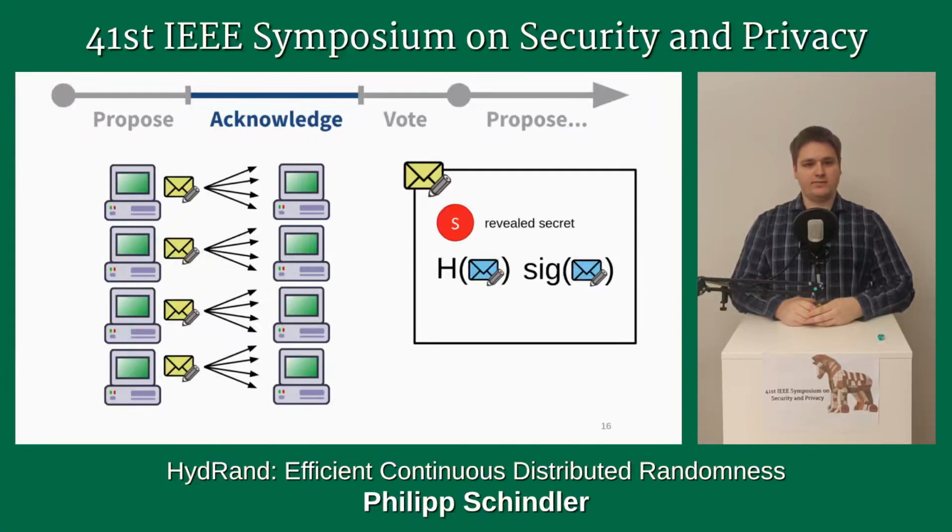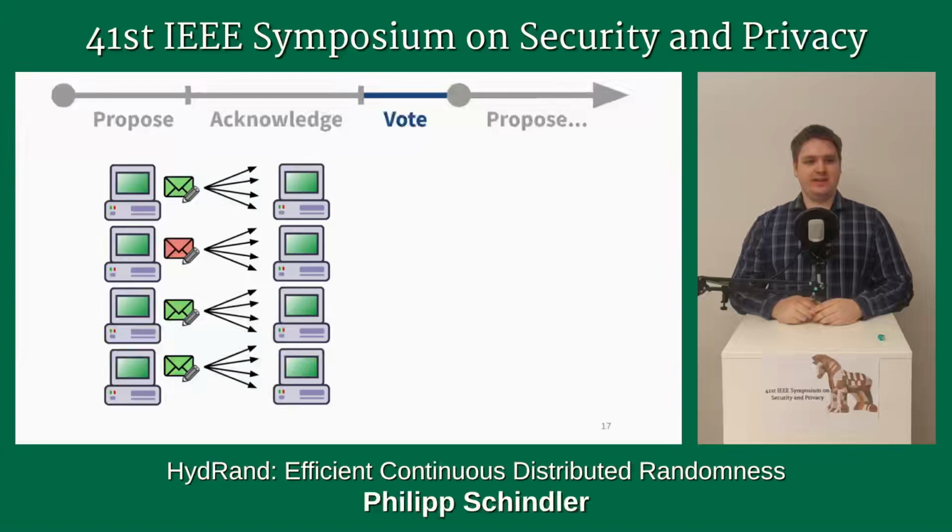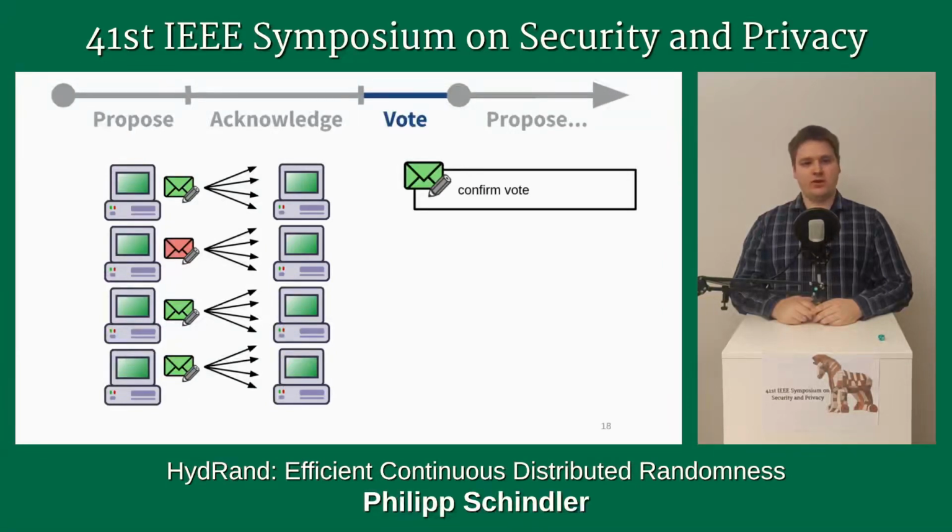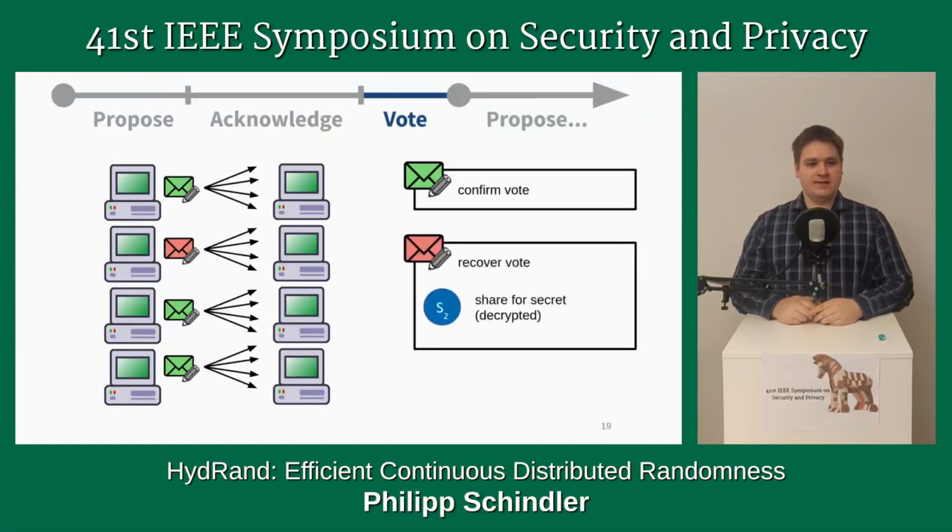correct leader. During the vote phase, each node again broadcasts a single signed message, either a confirm vote or a recovery vote. A node votes confirm if it received 2F+1 acknowledge messages for the leader's proposal. Otherwise, it sends out a recovery vote. This recovery vote includes the node's share for the leader's secret in decrypted form and may later be used to recover the leader's shared secret.